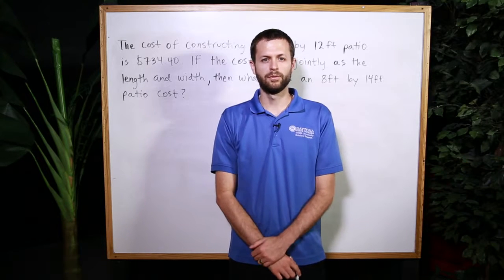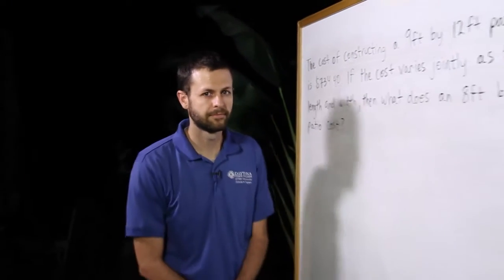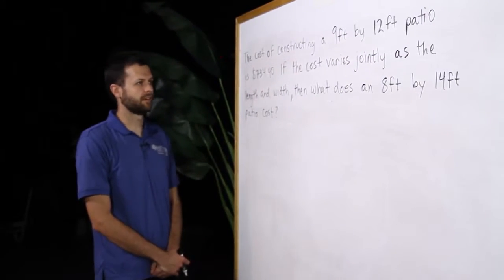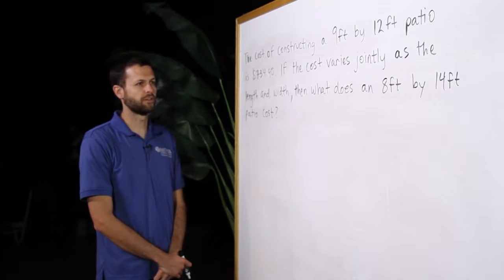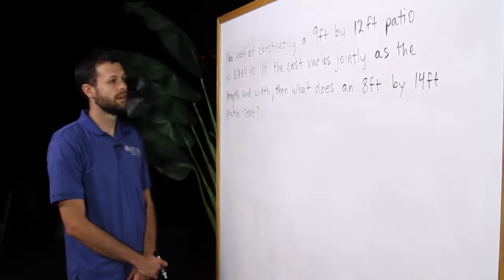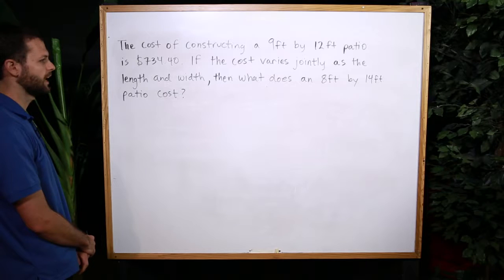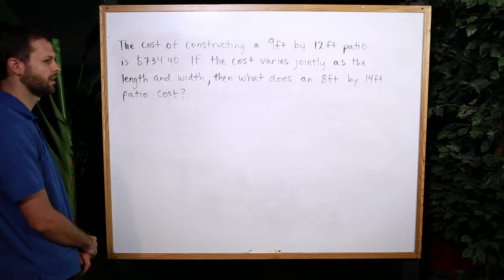In this problem, we would like to solve a joint variation application. This problem says the cost of constructing a 9-foot by 12-foot patio is $734.40. If the cost varies jointly as the length and width, then what does an 8-foot by 14-foot patio cost?